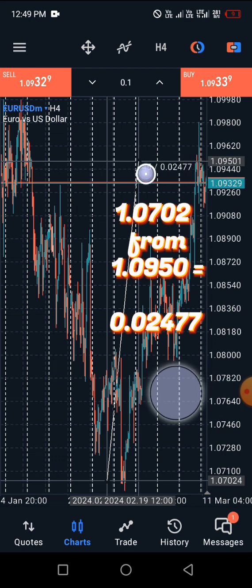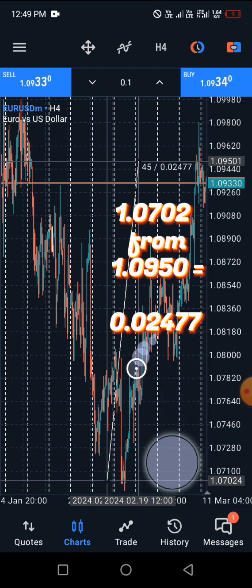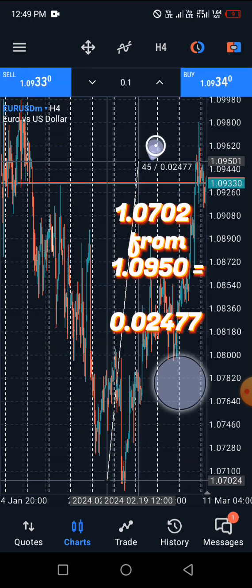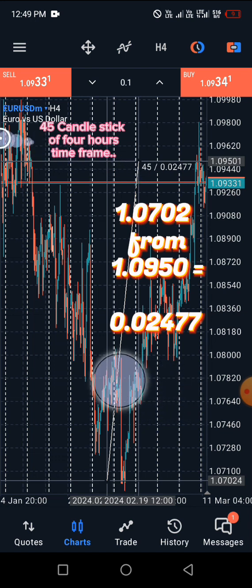This one I am seeing, this 45, is the number of candles. These are the number of candles the price has moved from this point over to this side. So all these things you are seeing is the number of candles. So we have moved over 45 candles. All right, remember that this is Euro USD.